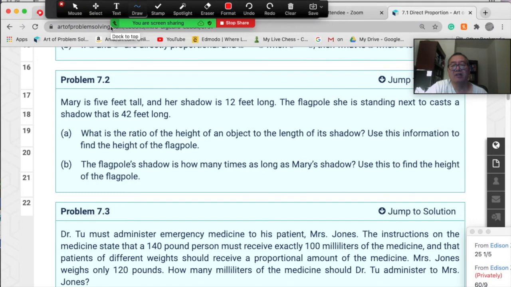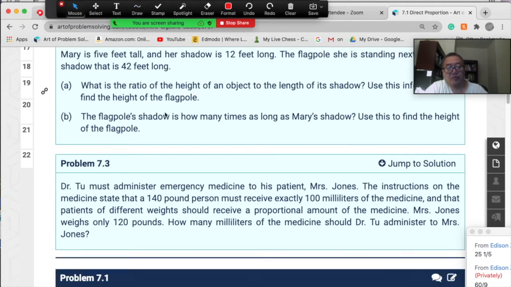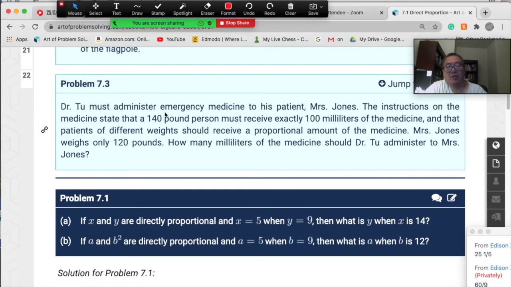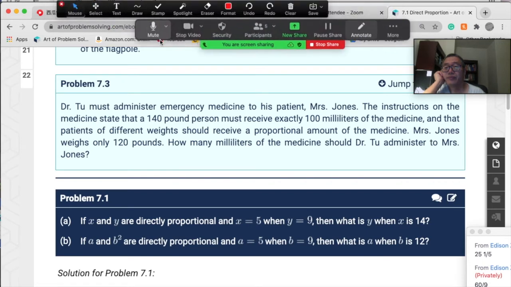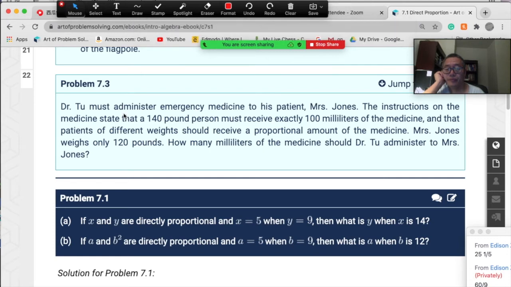Now let's go to the next problem. Max, are you there? Max, yep. Can you help me read this problem? Okay.